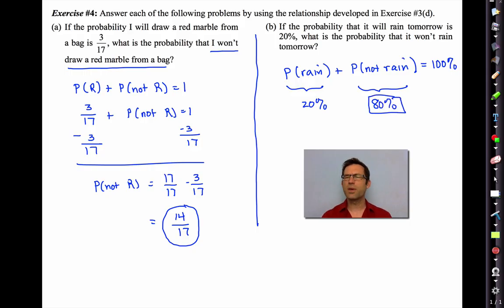Okay? So we use this idea all the time. We'll use it in a more sophisticated way later on in this unit when it is easier to calculate the probability of a complement and then just subtract it from 1, or 100% if you're using percents, to figure out the complement of the event that you care about. We'll see that a little bit later on. Pause the video now, write down anything you need to.